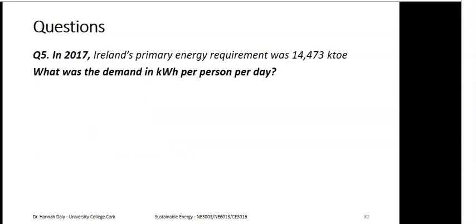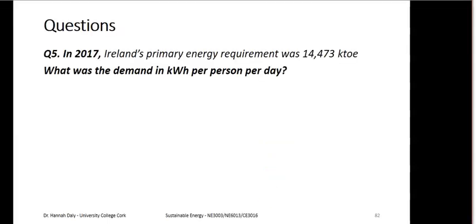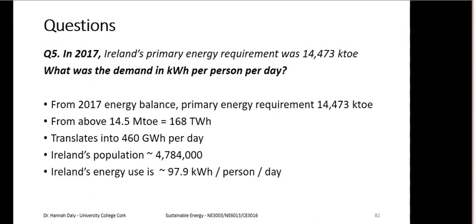So the next question will maybe illustrate why we're doing all this, and it gets a bit more interesting. So in 2017, Ireland's primary energy requirement was 14.473 kilotons of oil equivalent. What was the demand in kilowatt hours per person per day? So if we can bring that number down to something more manageable. I'd encourage you to try this calculation yourself based on the previous conversions. What you need to know is that there were about 4.8 million people in Ireland in 2017. And so from the 2017 energy balance, this was the total energy requirement.